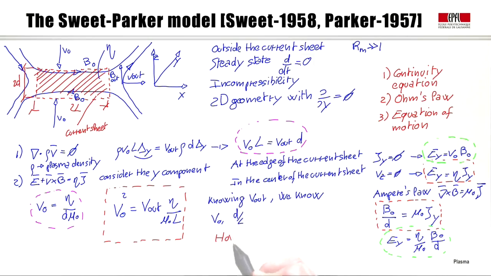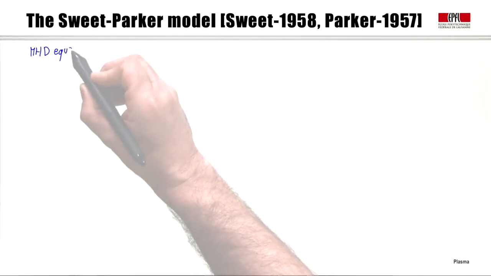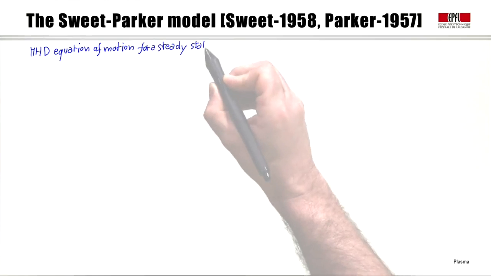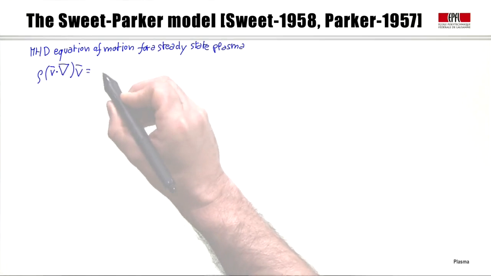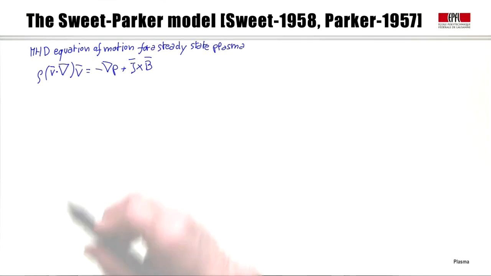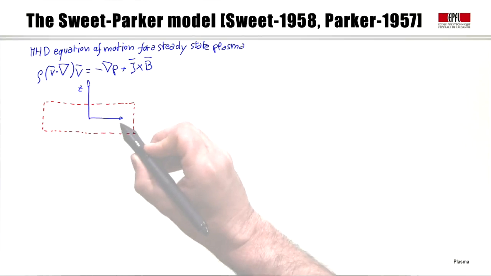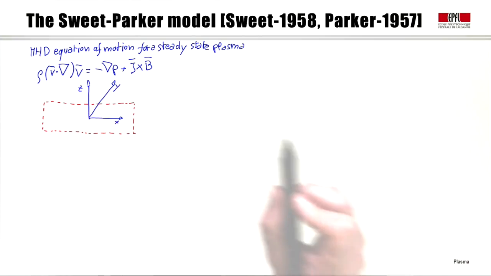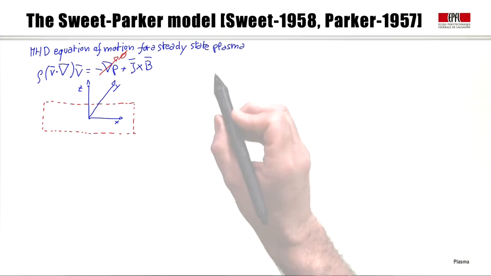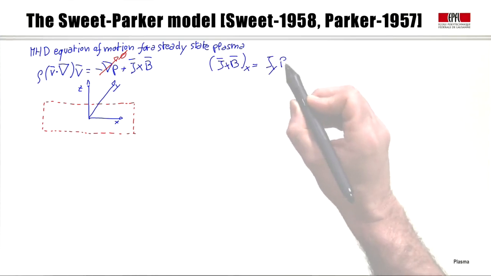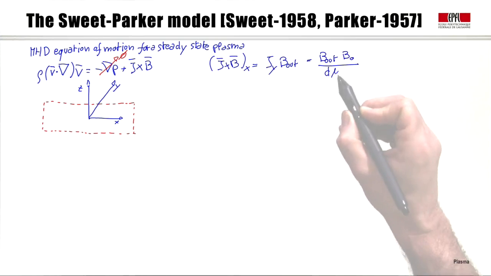The question is, how do we determine the outflow velocity? We will use the equation of motion. Let's write down the MHD equation of motion for a steady-state plasma. Let's now consider the current sheet with the XYZ reference system centered in its center. Let's make the further hypothesis that the gradients of the pressures can be neglected, and let's first compute the Lorentz force that acts along the current sheet in the x direction as follows.